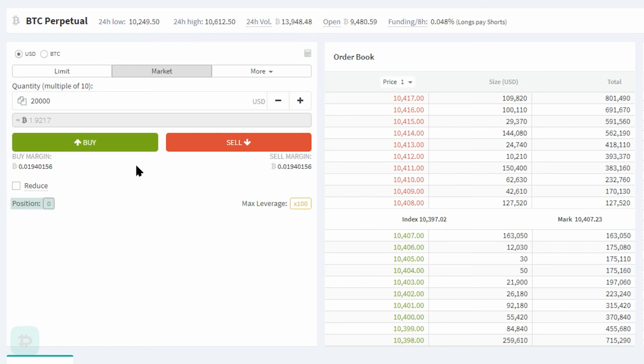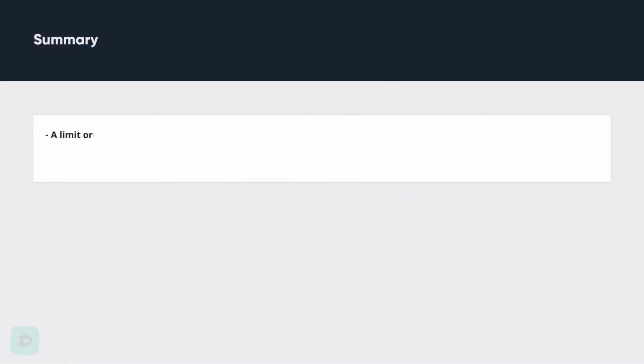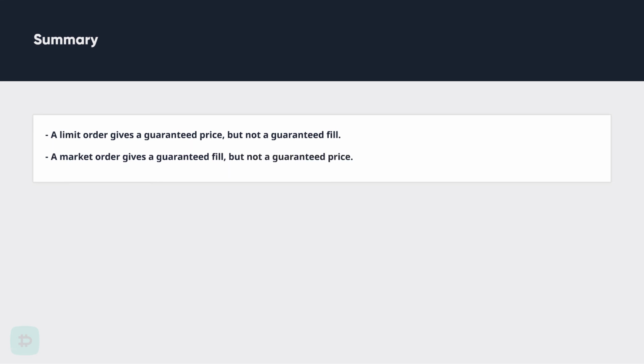The current position size, this is also separate for each instrument, and on the right the maximum leverage currently available for this instrument. In summary, a limit order gives a guaranteed price but not a guaranteed fill. A market order gives a guaranteed fill but not a guaranteed price.